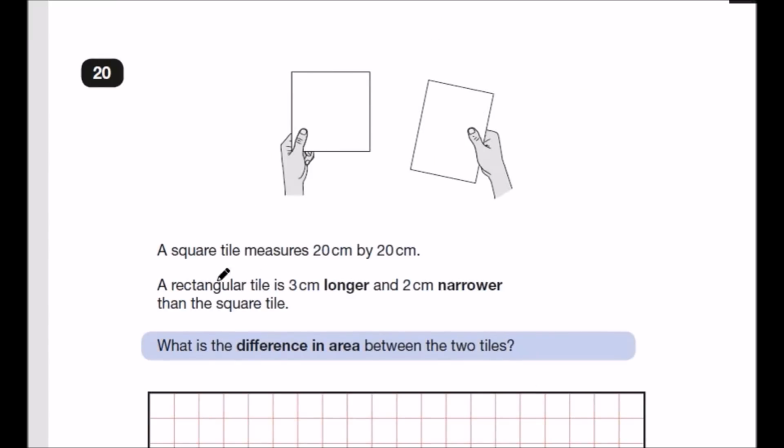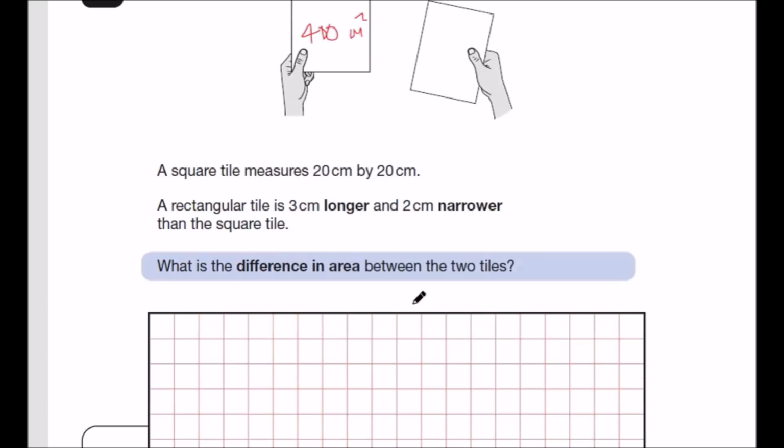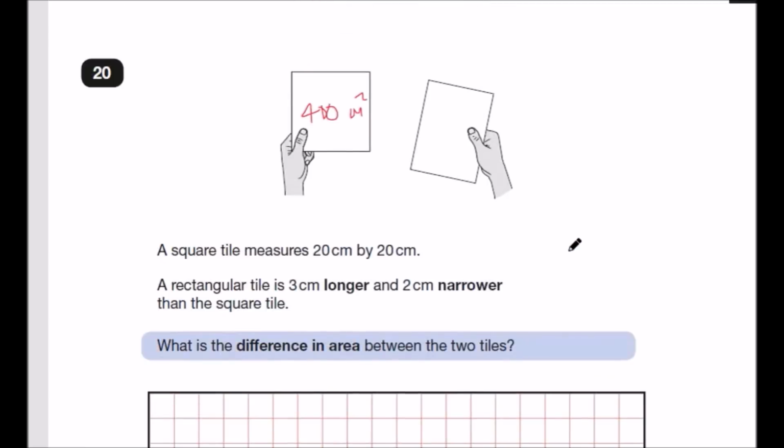So a square tile measures 20 by 20. Okay, so that gives us an area. So 20 times 20 should give us an area of 400 centimeters squared, just to get on top of this. A rectangular tile is 3 centimeters longer and 2 centimeters narrower than a square tile. What is the difference in area between the two tiles?